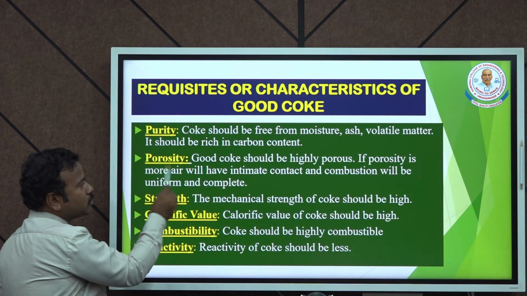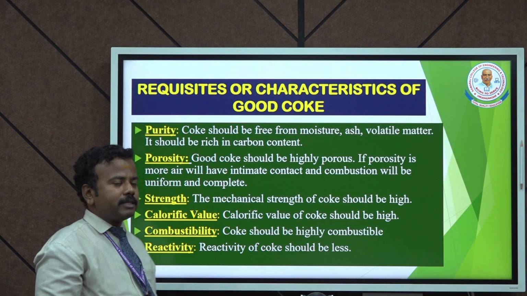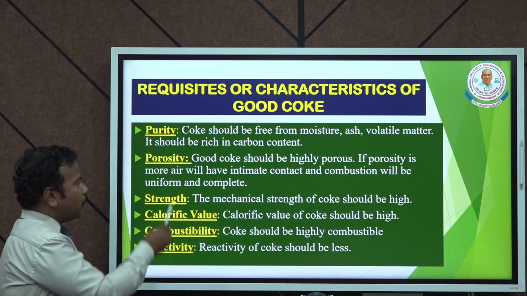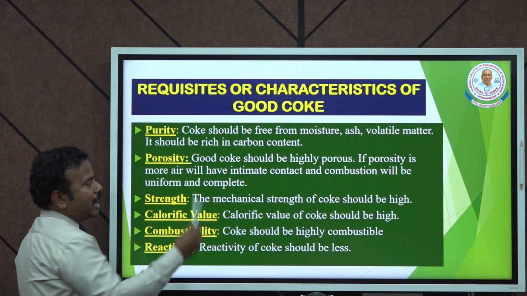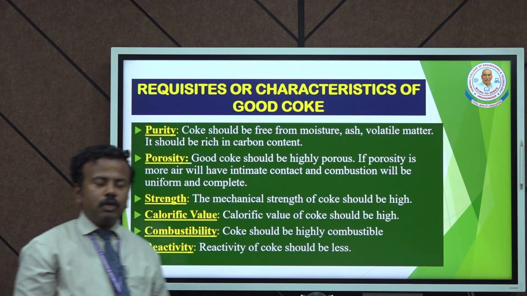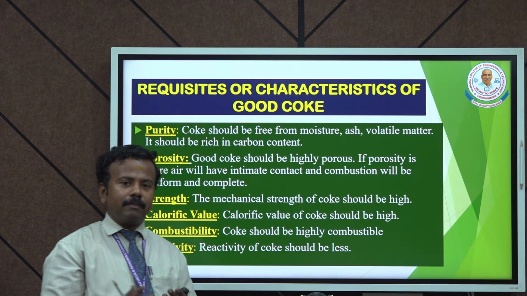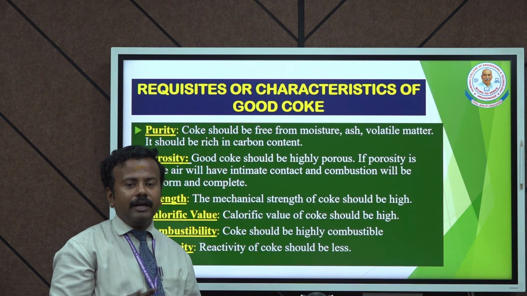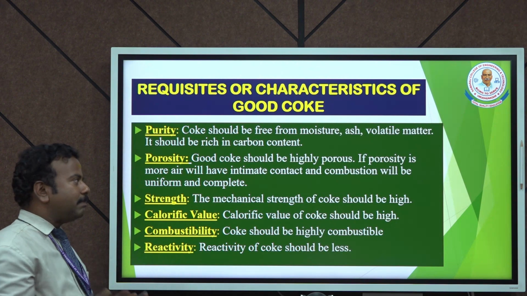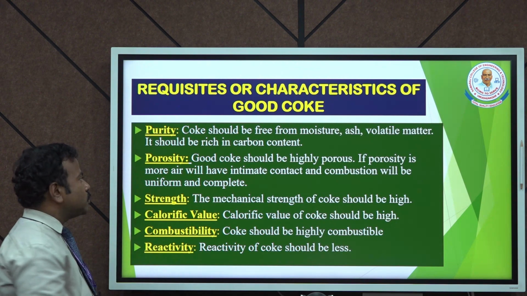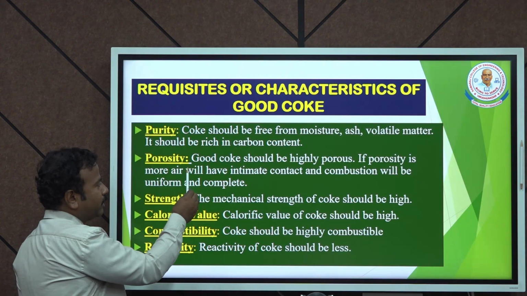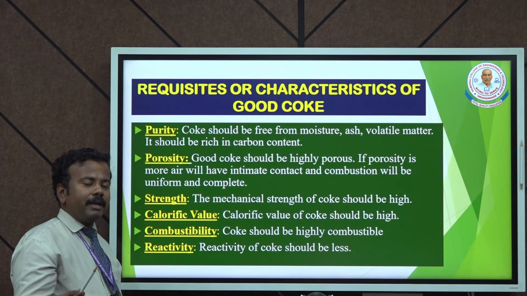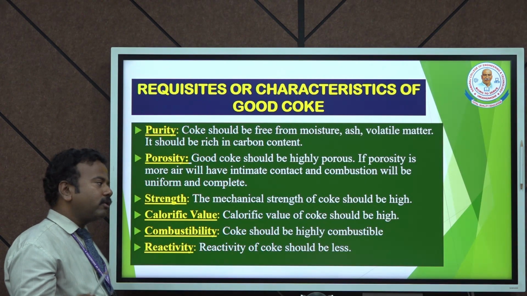Then the second is porosity. Porosity also plays an important role. Good coke should be highly porous. If porosity is high, more air will have intimate contact and combustion will be uniform and complete. When it is burned, the air passes through the carbon content and moves on freely, so combustion reactions can occur. So porosity is very important. If the porosity increases, it also enhances the calorific value of the fuel.